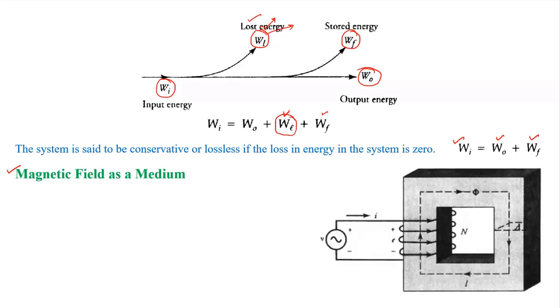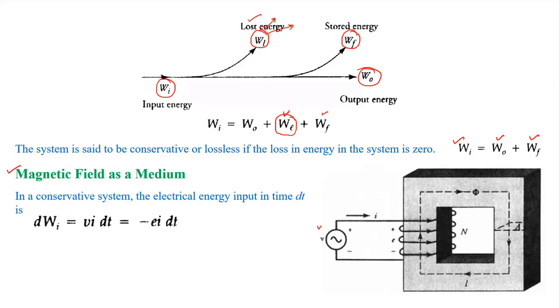Okay, so here we have a conservative system. Let us assume a conservative system here, a lossless system. And we are connecting to this coil a voltage source V, and a current is being injected into the coil. So now in this conservative system, the electrical energy input in time dt will be how much?